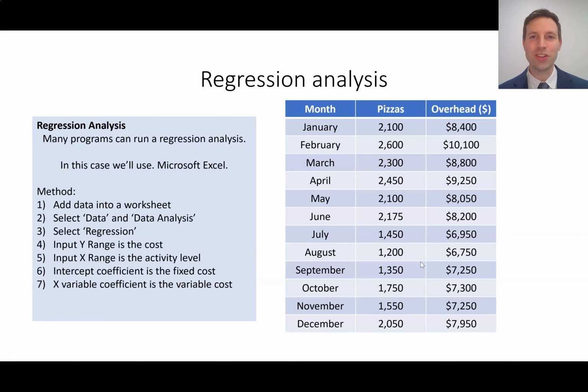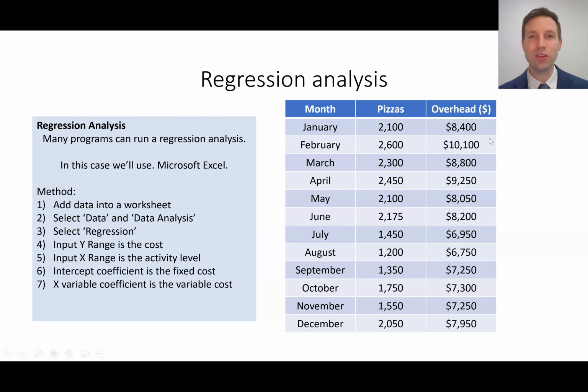So let's do a regression. Here I've got some data from a pizza shop, and I've got each month the number of pizzas the pizza shop made and the overhead costs they incurred. So overhead costs are those non-direct costs, so not direct labor, not direct materials, but all the other costs. So it includes things like utilities. Every month we know how many pizzas were made and we know the cost.